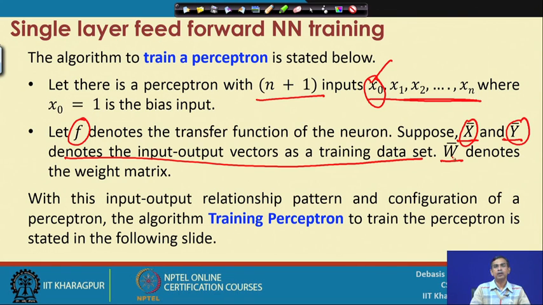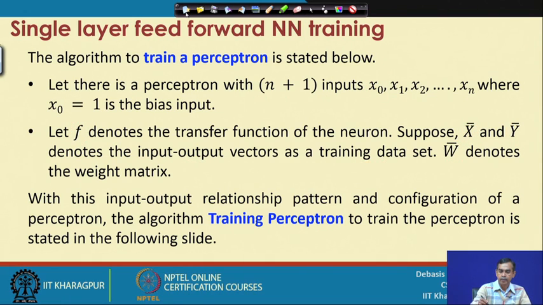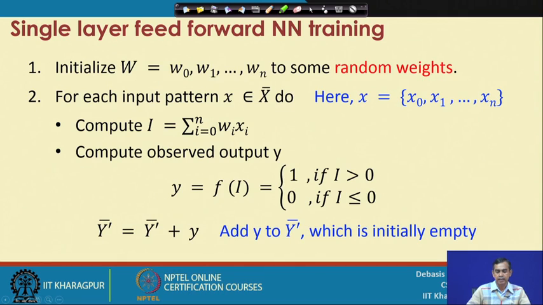Now, with this input output relationship pattern and configuration of a perceptron, we are going to discuss one algorithm, called the training perceptron algorithm, to train a perceptron. We will see exactly how it can be trained, or how a perceptron can learn from this combination. Okay. So, let us see the training perceptron algorithm. I am just going to define the different steps in it. It is very simple.